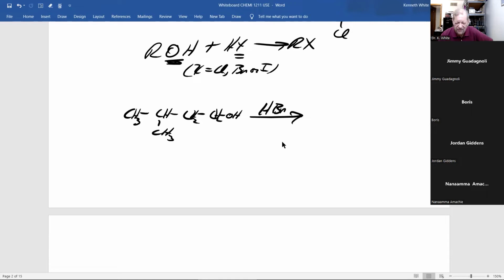And like I said, sometimes I'll put it on top of the arrow or put it plus. And the question is, give the organic product or products for the following reaction. Your turn.